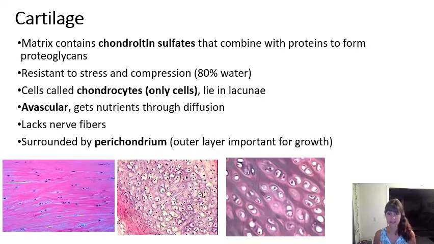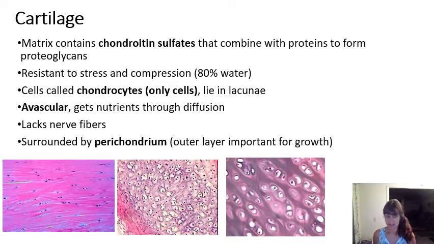The cells in cartilage are called chondrocytes. Chondro meaning cartilage, cyte meaning cell. They reside in special little sites called lacunae, and cartilage is avascular, which means it does not have a good blood supply. Therefore, the chondrocytes have to get nutrients and oxygen by way of diffusion, and they also have to get rid of their waste products and carbon dioxide by way of diffusion.